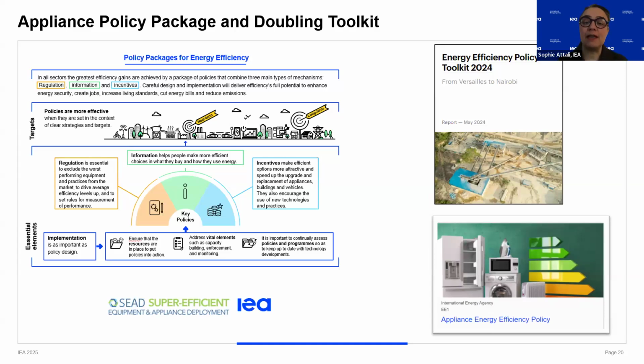We have accompanied this policy package with a toolkit that was developed and is updated regularly. Last year, we included a doubling toolkit. There is one specific chapter on appliances with a lot of case studies illustrating how to pragmatically do this and enforce those policies. We also coordinate the SEED initiative. SEED stands for Super Efficient Equipment and Appliance Deployment. In this forum, we have 25 member governments that share a lot of analyses and solutions, discuss future policy development, and we also try to organize a presence at international events to make sure that the voice of energy efficiency, particularly on appliances, is really heard.